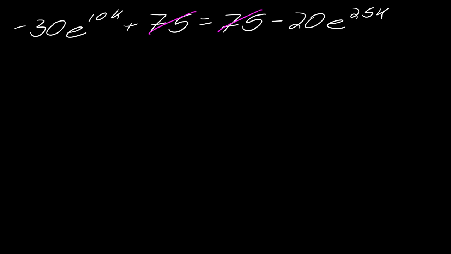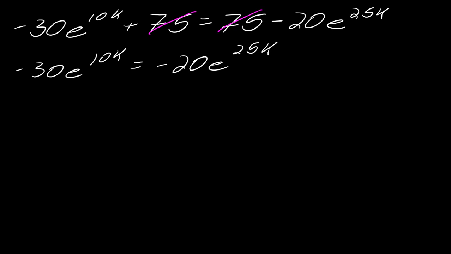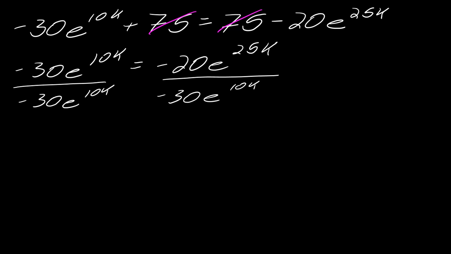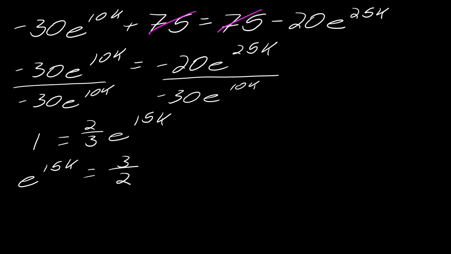The 75s are going to drop out, so I'm just left with this negative 30e to the 10k and this negative 20e to the 25k. I want to work my way towards getting the k by itself. So I'm going to bring both k's to the same side by dividing each side by negative 30e to the 10k. When I do that, I get this expression here, and now I can see that what would be better so that I can solve for k would be to multiply by 3 over 2. So I want to bring this over to the other side, so I'm going to have the reciprocal expression. Now I've got e to the 15k equals 3 over 2.